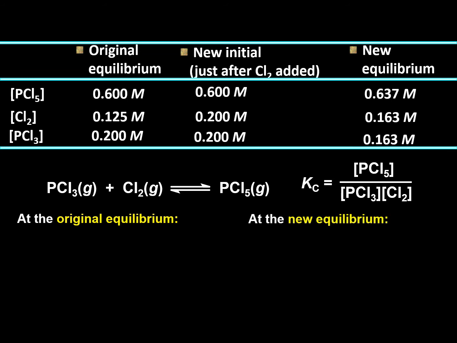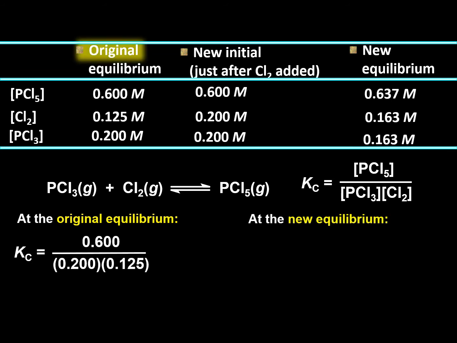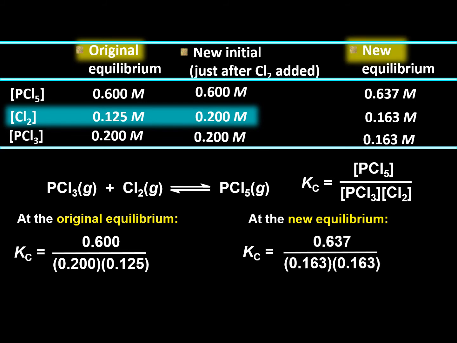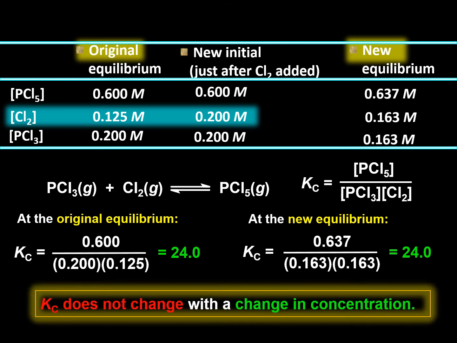Substitute all the original equilibrium concentrations into the Kc expression, and once the concentration of Cl2 is added and a new equilibrium is achieved, substitute the data into the Kc expression, and we will find that both Kc values are the same. We can make a conclusion that Kc does not change with a change in concentration.